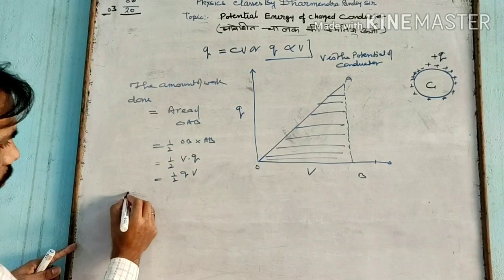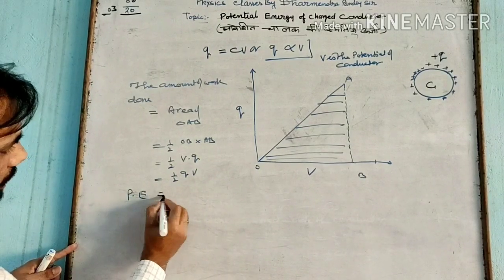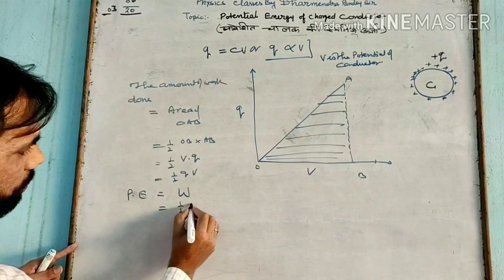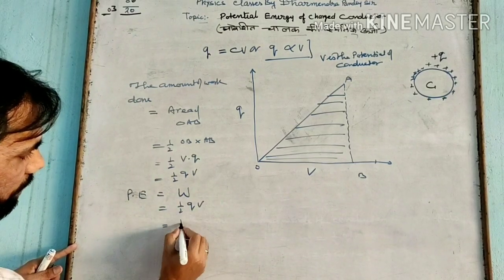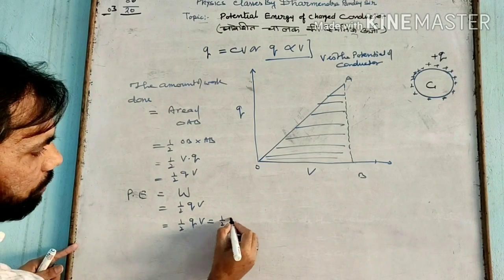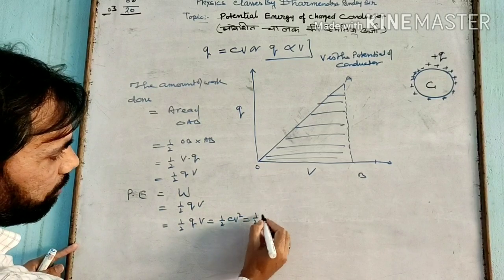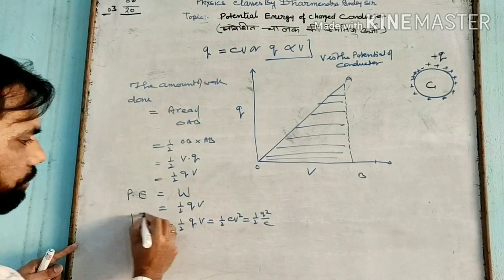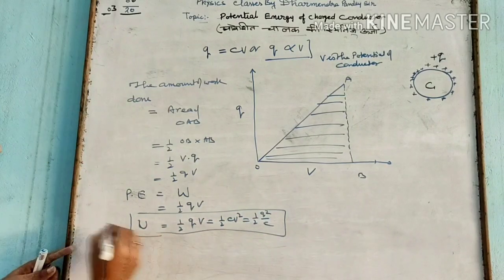And now the potential energy of the conductor, W, is equal to 1 by 2 QV, and we can write this as 1 by 2 QV is equal to 1 by 2 CV square is equal to 1 by 2 Q square by C. This is the U of the conductor.